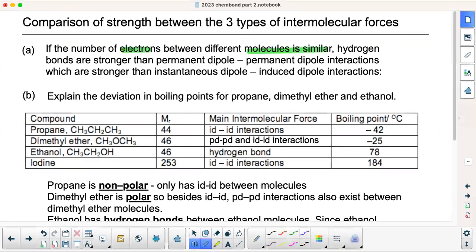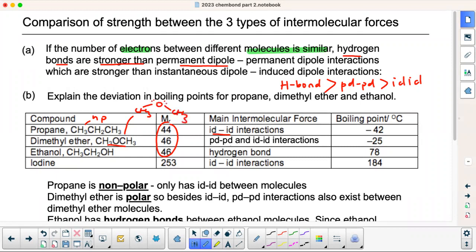You must take note, hydrogen bonds are stronger than PD-PD, and PD-PD is stronger than ID-ID. So H bond technically is the strongest, followed by PD-PD, then followed by ID-ID. So it works this way, but provided you are comparing molecules of the same size. You can see for these three, we're comparing molecules of the same size. Propane, being just a hydrocarbon, is non-polar, so non-polar means it only has ID-ID. Dimethyl ether, I went through this last week. If I try to draw it one more time, dimethyl ether looks like this: CH3 and CH3 bonded about oxygen.